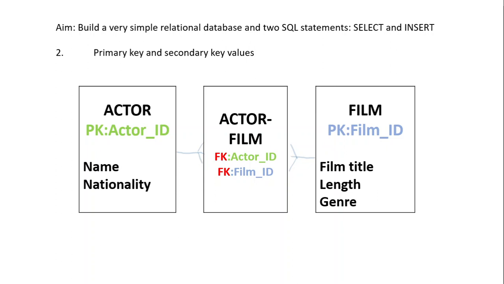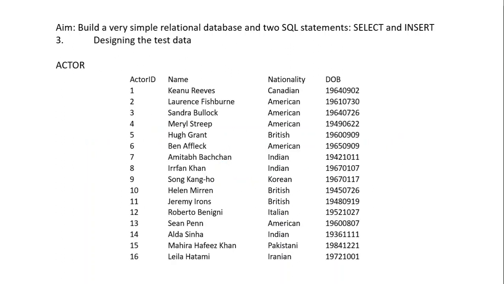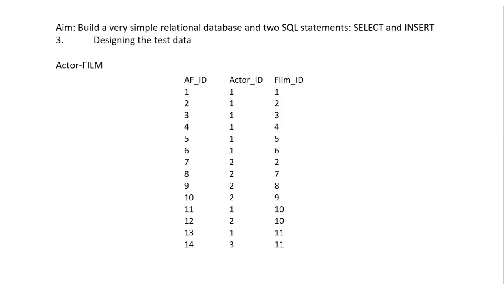Key points to review. This database contains 3 tables, an actor and a film, and a linking table, actor film, that uses the foreign keys in actor film to implement the many-to-many relationship required between actor and film. The actor table has some test data in it, and the actor film table links the actor and the film via their primary keys.